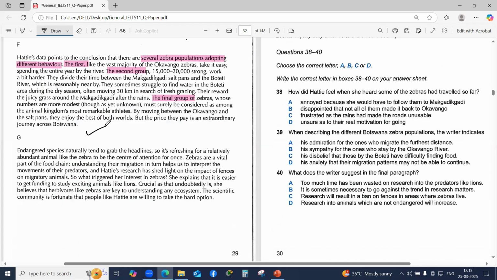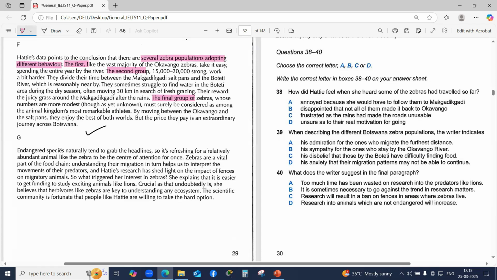Let's do G paragraph. One more thing, only for the list of headings, the question comes first and the paragraph follows. So the paragraph is coming after, we are going to the previous page and finding the answers, right? Just remember, this happens only for list of headings.